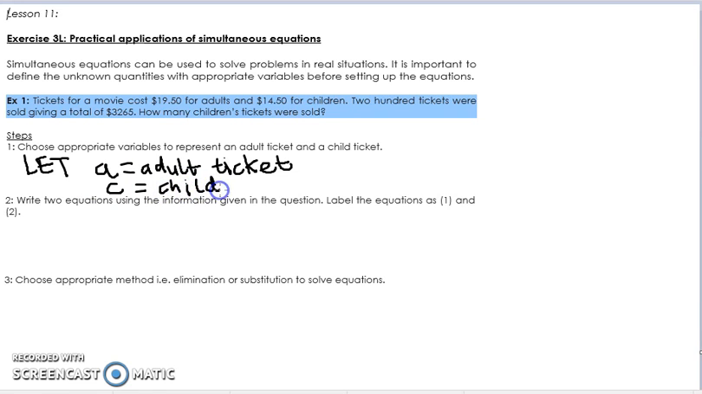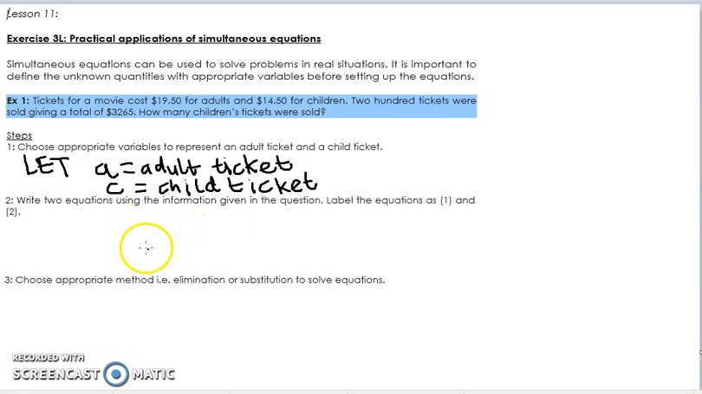Having these two variables, it seems obvious to use A and C. You'll be surprised how many students decide to choose random variables that don't necessarily relate to the context itself, and then they get confused. So it goes without saying: choose A for adult and C for child. It just makes it easier when dealing with the question. Alright, so step 2. Write two equations using the information given in the question. Label equations as 1 and 2.